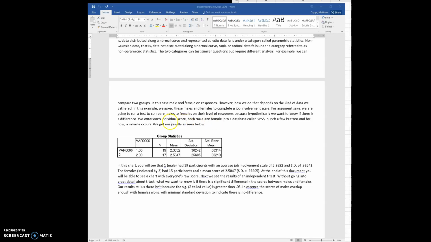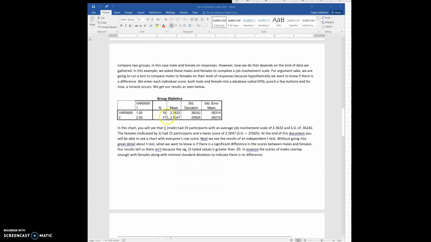We enter scores, we enter each individual score, both male and female, in a database called SPSS. With a few punch of buttons, miracle occurs, and we get these results here. So males is 1, female is 2. There's 19 males, 17 females. This is their mean score. Remember, I'm doing this with an arithmetic mean. Here's the females. So there's all that data there. There's standard deviations associated with that.